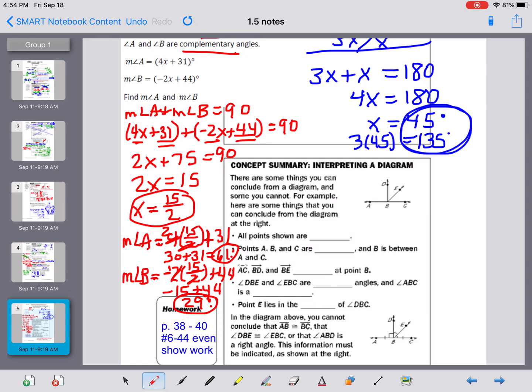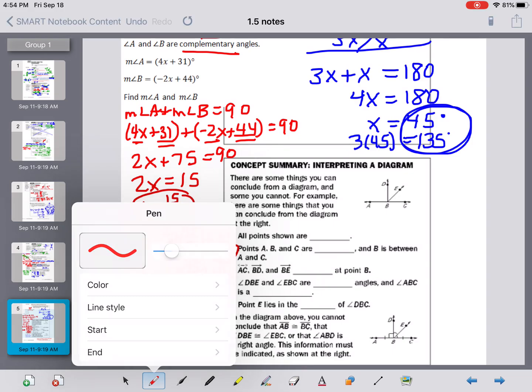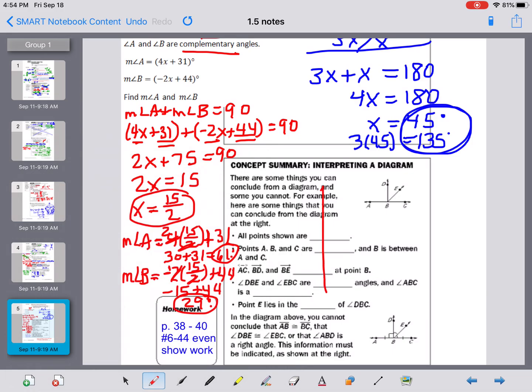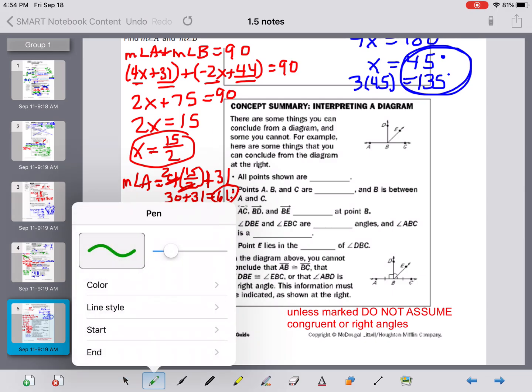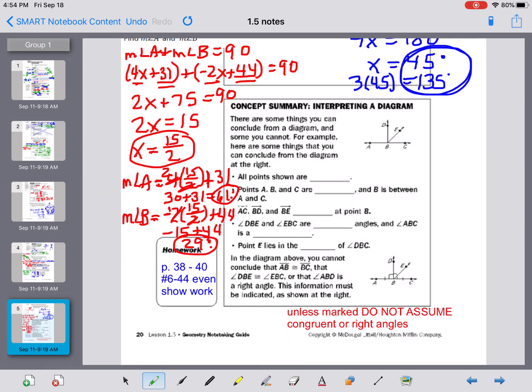Okay, last little bit of notes here. When it calls this a concept summary, it's basically saying, I want to talk about some things we've looked at, or give you some warnings about things you shouldn't assume, or might think you're going to assume, but we shouldn't. So it says interpreting a diagram. We see a diagram in our homework, in our book, on the board, and we want to say, what are some things we can always know?